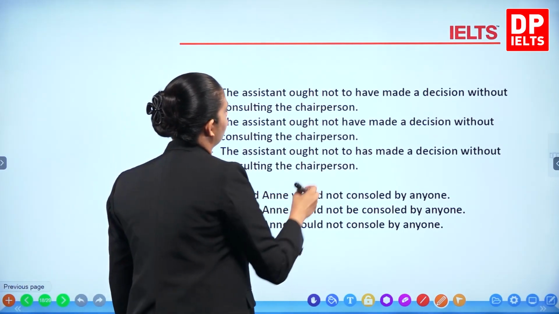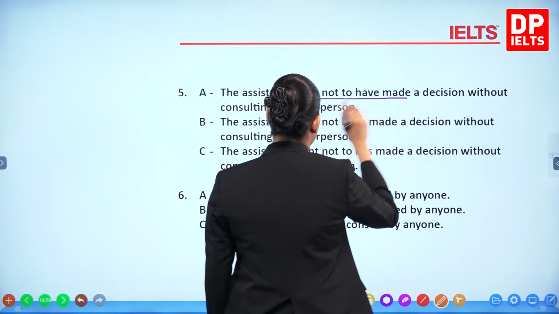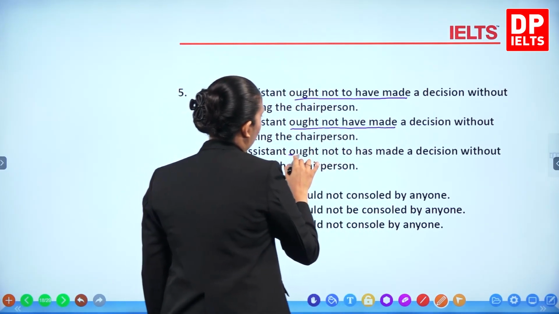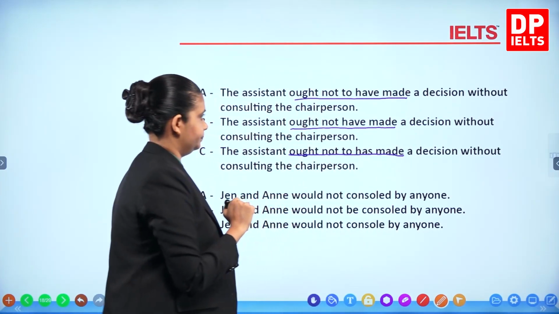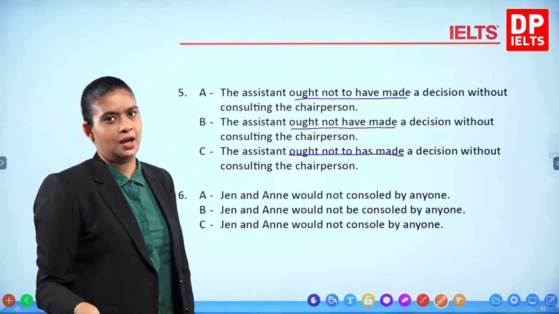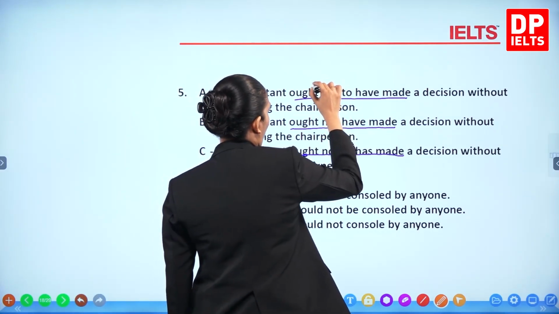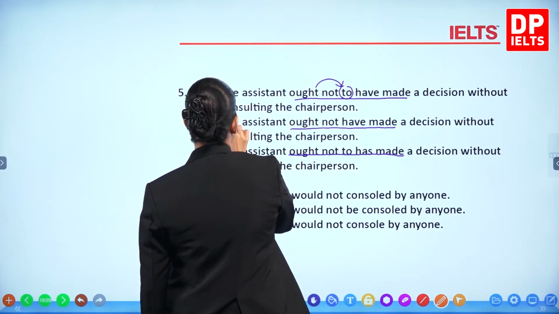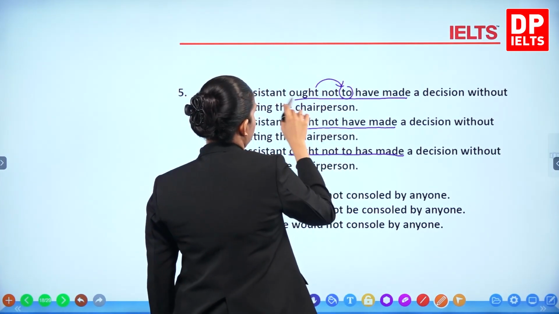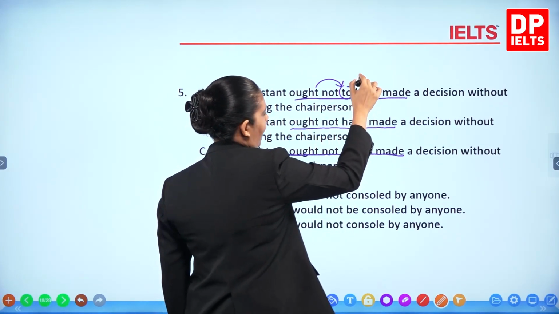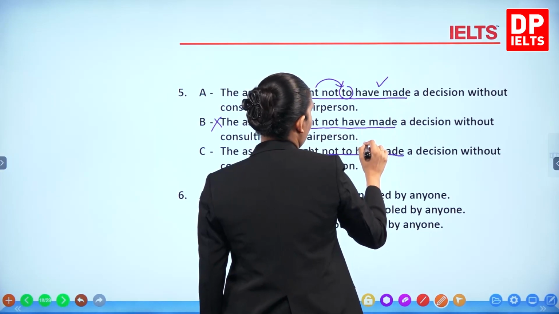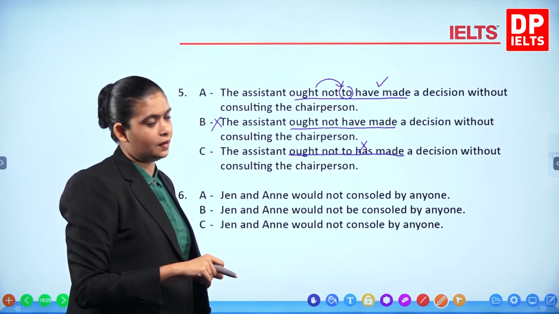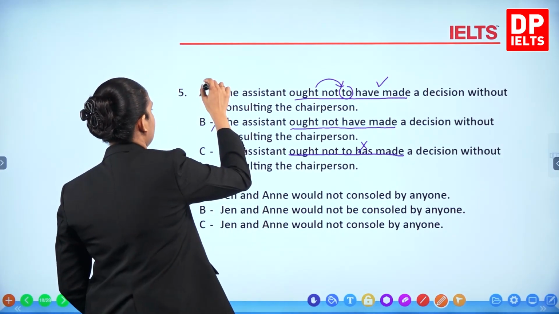The assistant ought not to have made a decision. Ought not have made a decision. Ought not to has made a decision. When it is the past participle, it should be ought, and ought should come with to. That we learnt as a rule. So this doesn't have it, so that is wrong. The assistant ought not to have made a decision. Have plus the past participle, correct? Has, you can't, it should be have plus the past participle, right? So therefore A is correct.